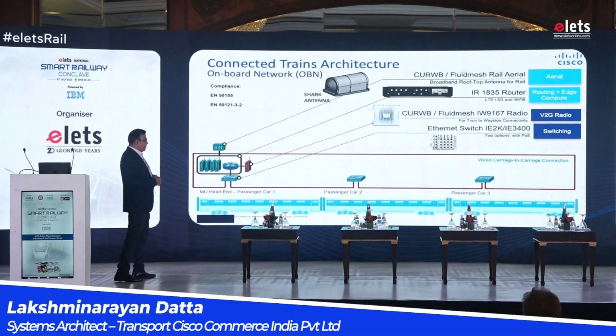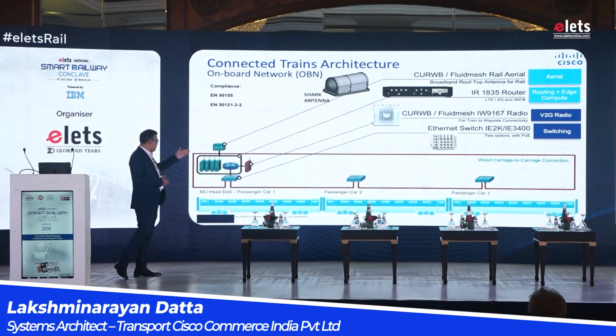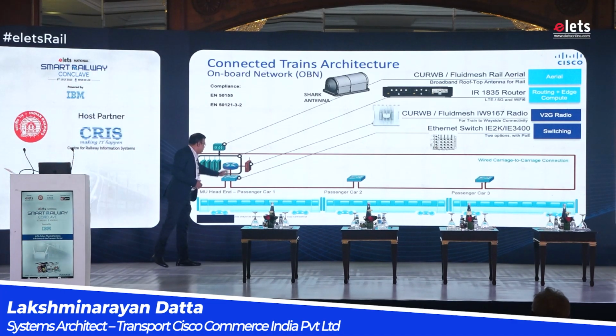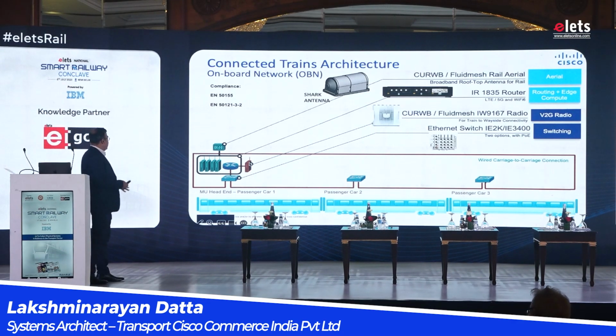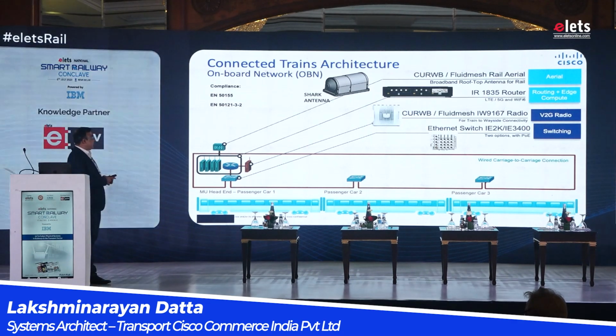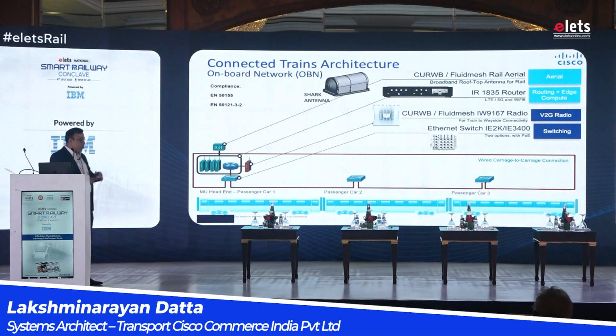What are the components inside this? Passenger cars connected with the switches, and there is a gateway. This is my gateway router. I will show. Sorry. So this is the gateway router, and this is the Wi-Fi AP, which I was talking about, with high throughput, and the antenna, the top shark antenna, which is on the rooftop of the engine, which communicates with the trackside Wi-Fi at 400, 500 meters or more distance between the two APs. This is the router, which works as a gateway as well as edge computing.